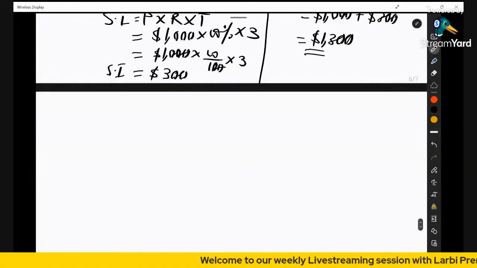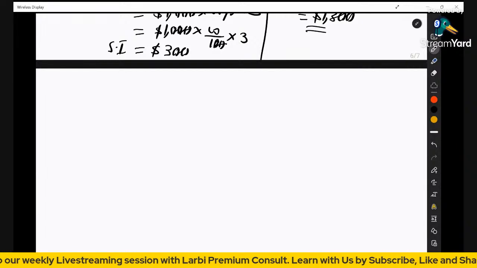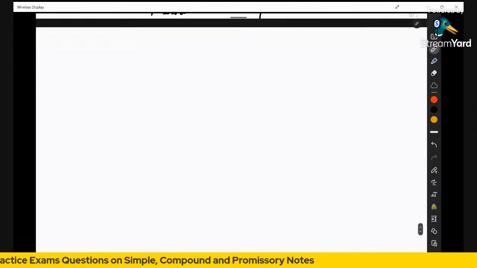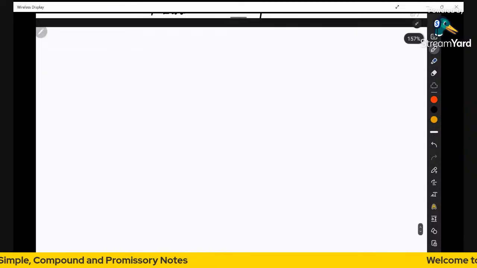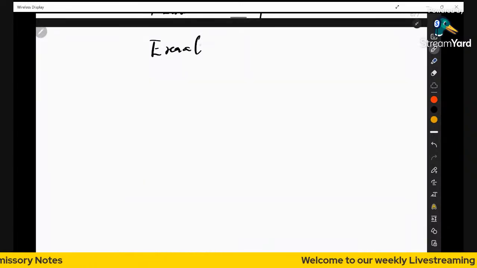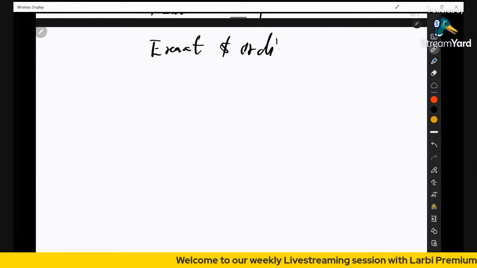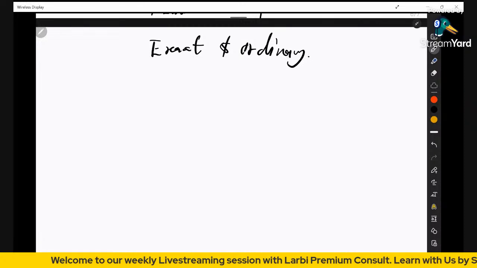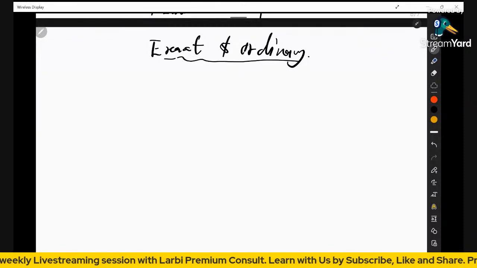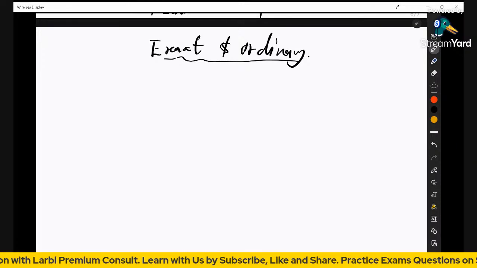Now, we can also look at some other contemporary ways we can compute simple interest, looking at the time period. When it comes to computation of simple interest, looking at the time period, we have two methods: the exact and the ordinary. So we have the exact time and the ordinary time of computing simple interest. That is based on the time you are supposed to make payments.